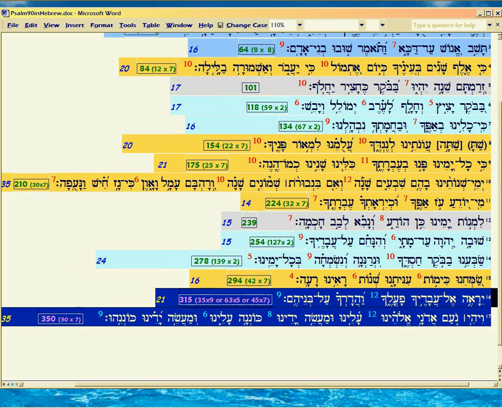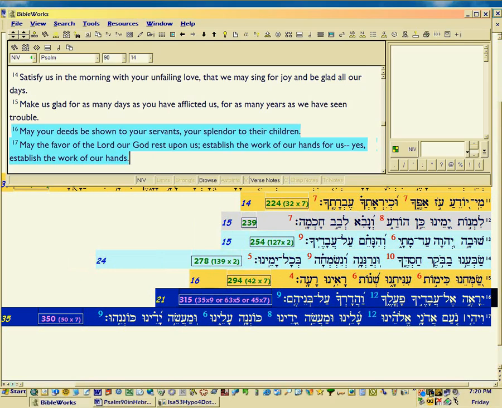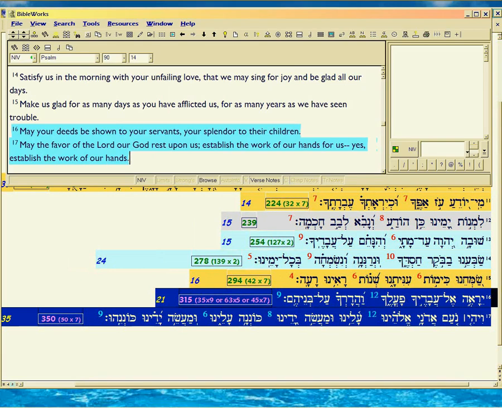Now, the content of Psalm 90, 16 and 17 is showing your deeds to your servants and having the favor of the Lord rest upon us. Works of our hands. That's really very clever. Okay?